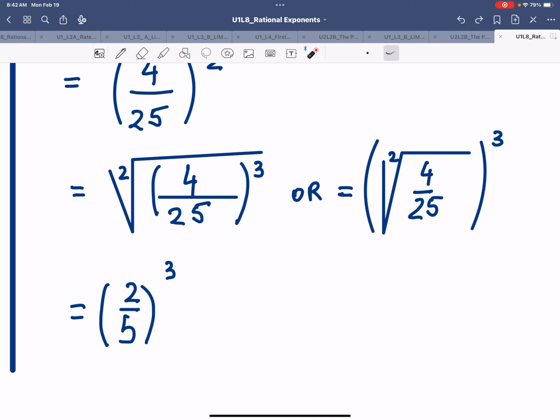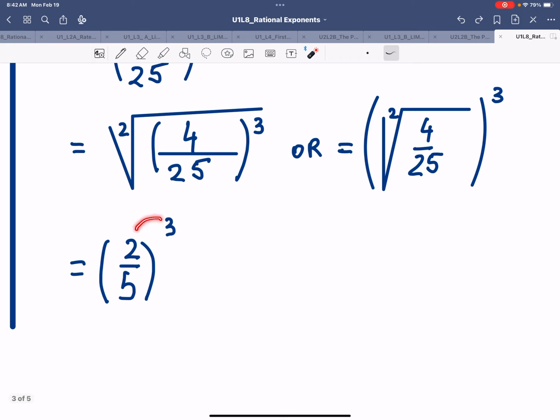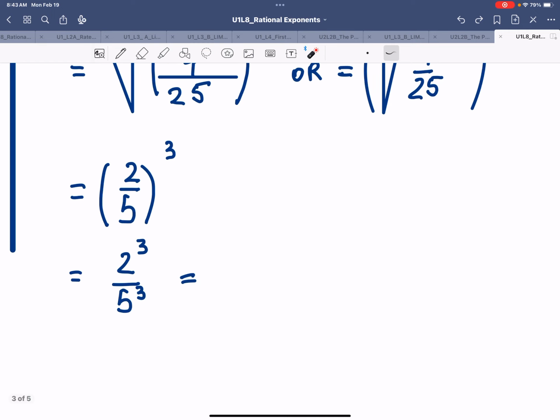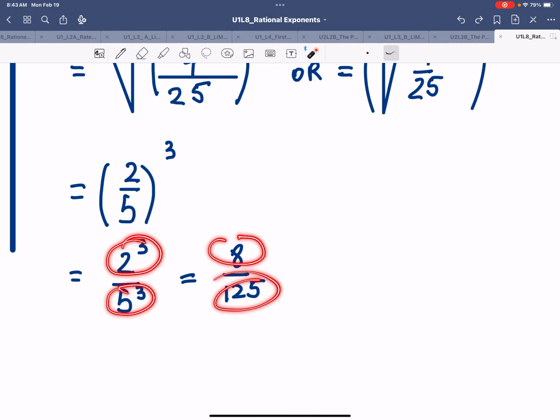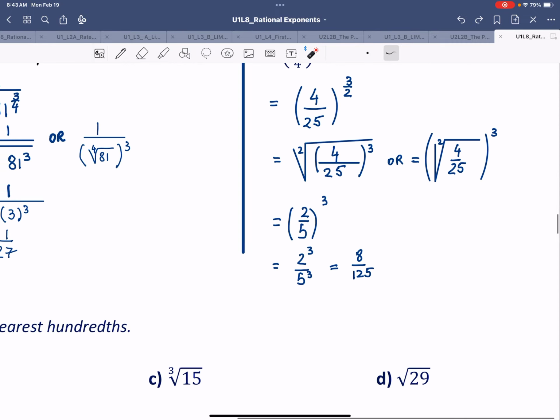So the square root of 4 is 2, the square root of 25 is 5, and 2 over 5 to the power of 3 would equal... Remember, we apply the power to both numerator and denominator. So that's 2 to the 3 over 5 to the power of 3, and that would be equal. 2 to the 3 is 8, 5 to the power of 3 is 125, and voila, this is the answer.